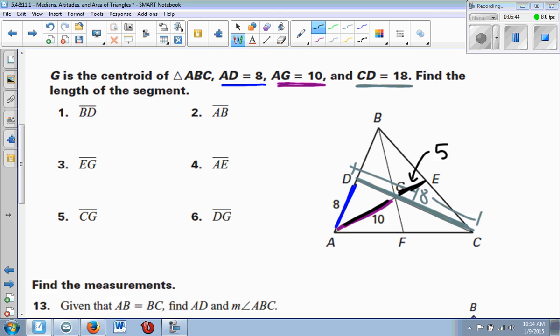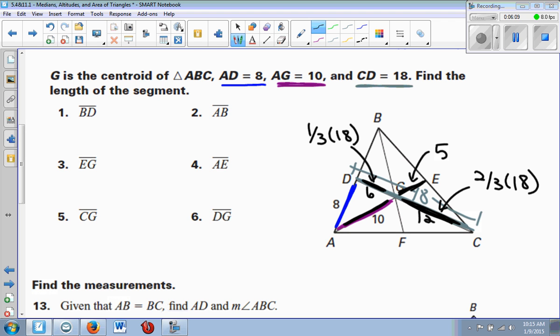If we want the different pieces of this median, I know the whole thing is 18. We said above that the smaller piece down here is 1/3 of the whole length. And we said that the bigger piece down here is 2/3 of the entire length. Therefore, I can figure out those individual chunks as 6 and 12.